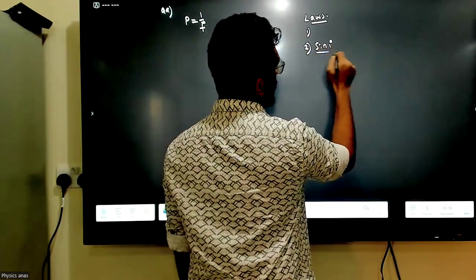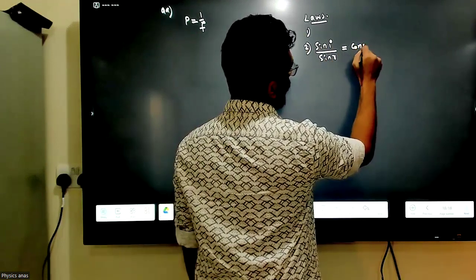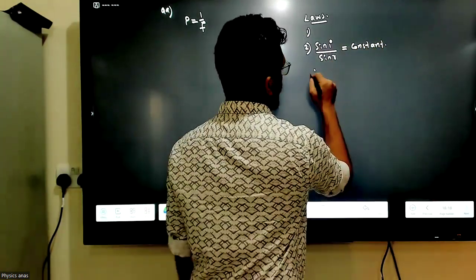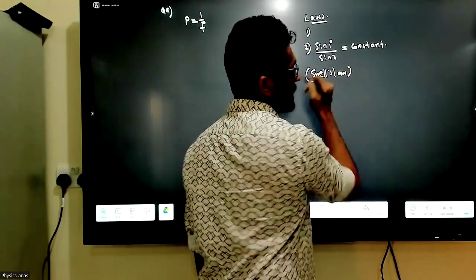You should study this one. Sin i by sin r is equal to a constant. What is the name of this? It is called Snell's law. This equation is called Snell's law.